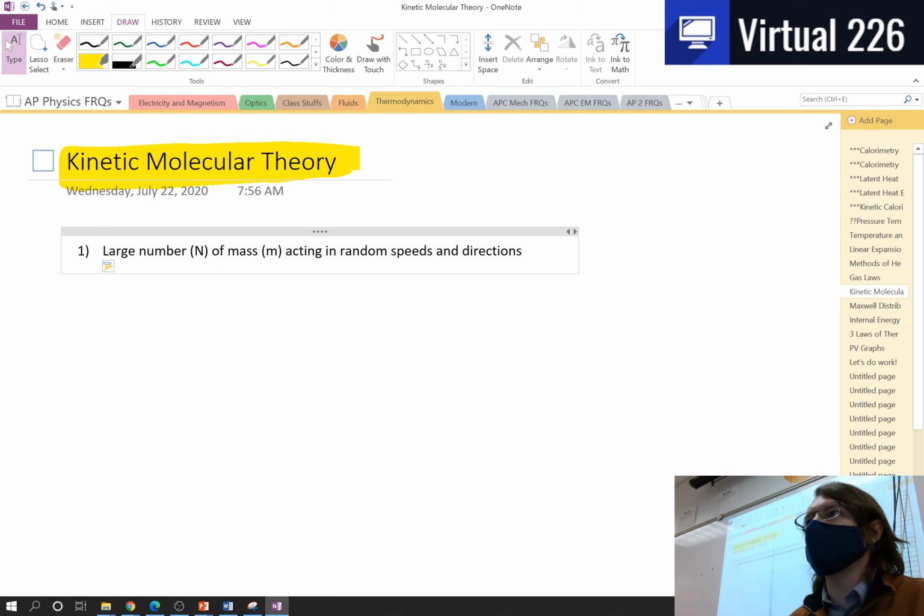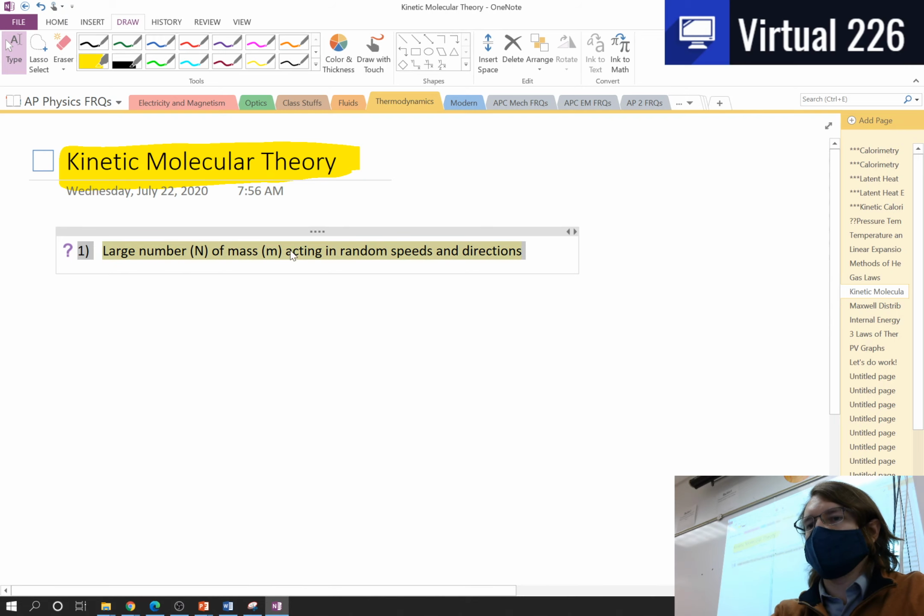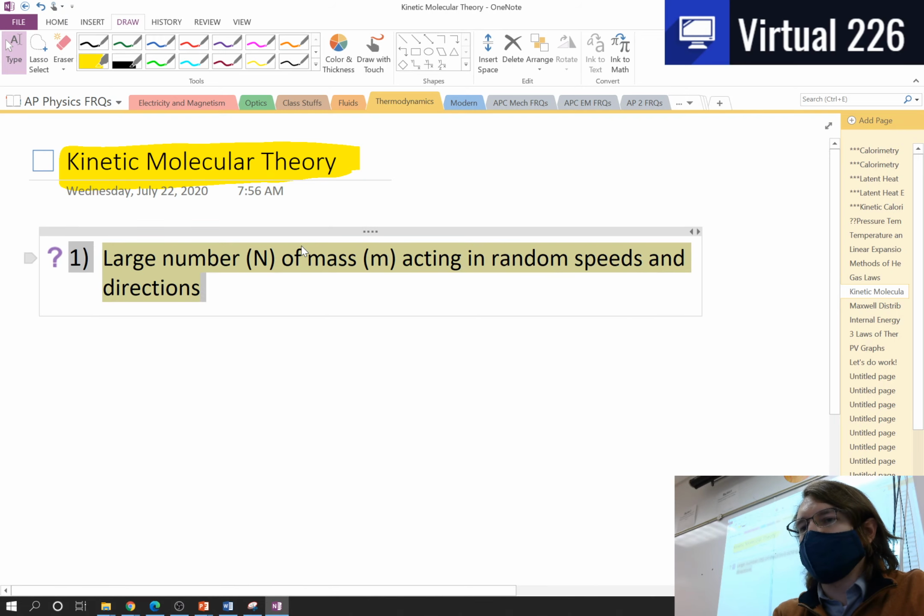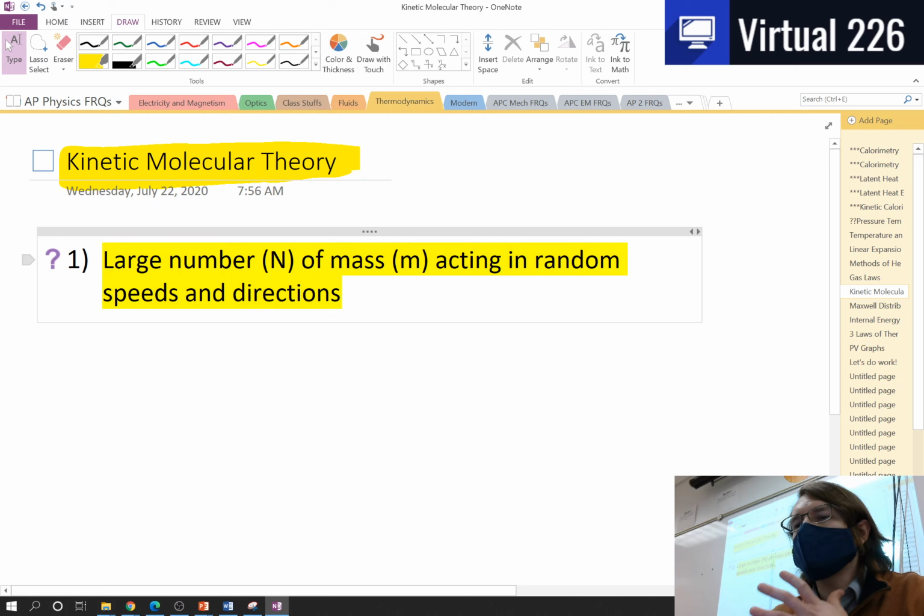We say a large number, we don't mean like 100. We mean like hundreds of thousands, millions. We're talking very large numbers, so large that when we use the term large numbers, we're talking about statistics-size large numbers. So that's the size of numbers we're talking about, okay? This large number, n, of mass m, moving at random speeds and directions, is a big quantity.